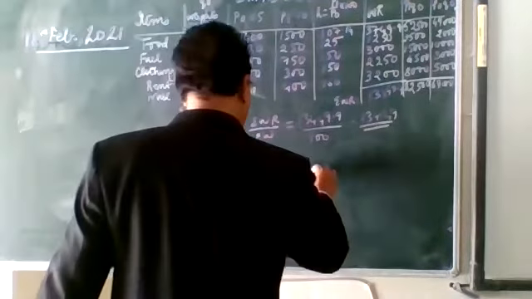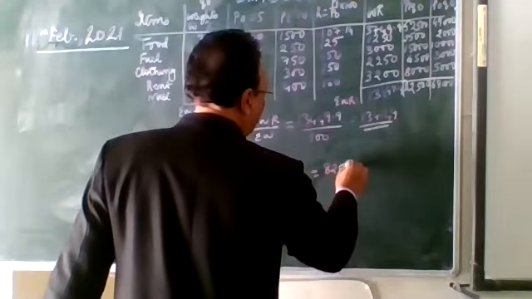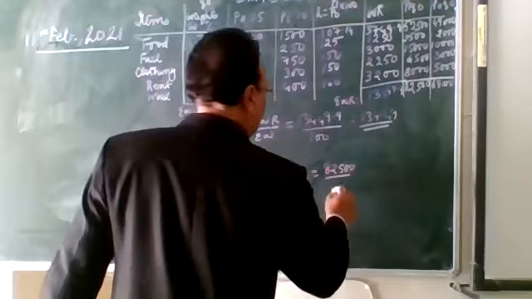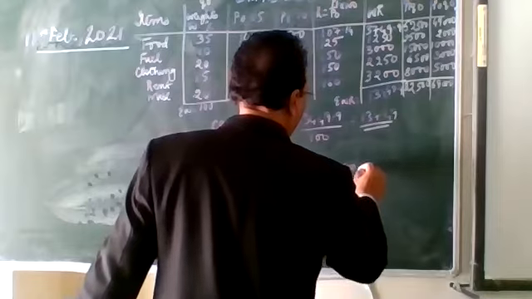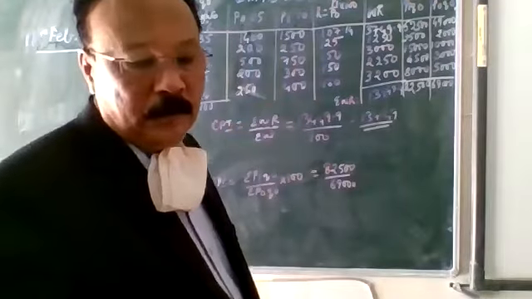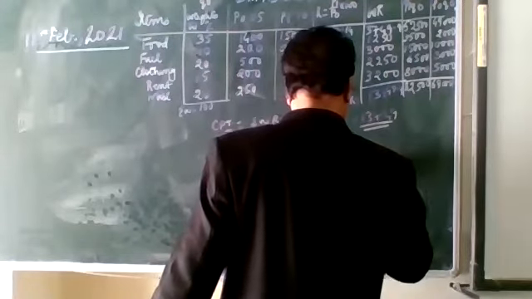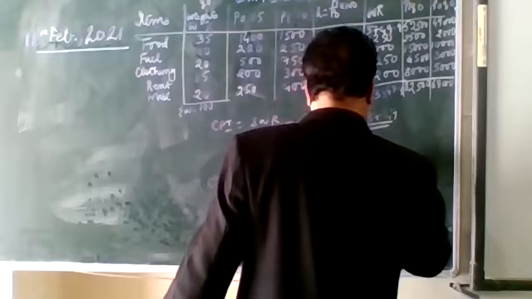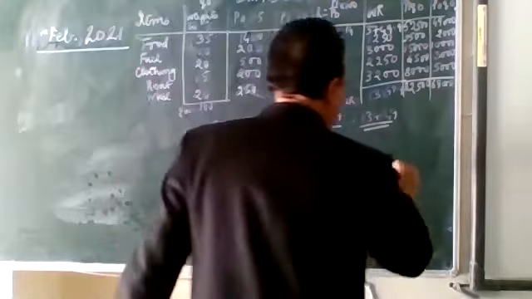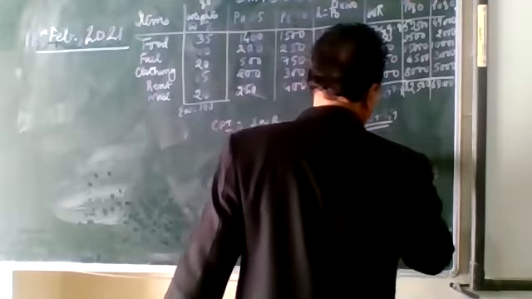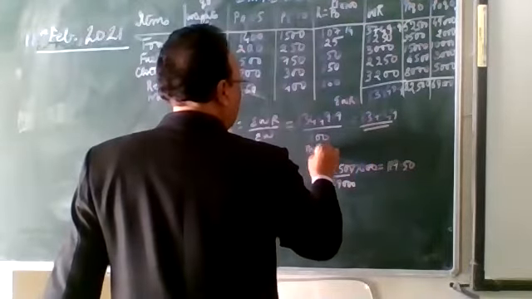So substitute these values here. P1 Q0 is 82500 upon 69,000 into 100. That is equal to 119.50.